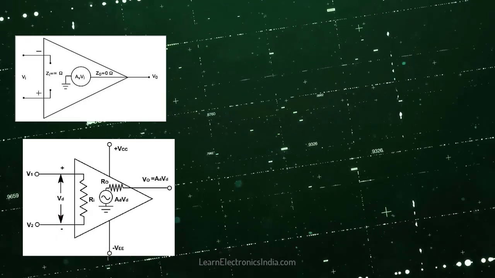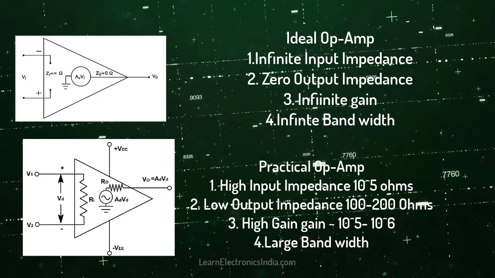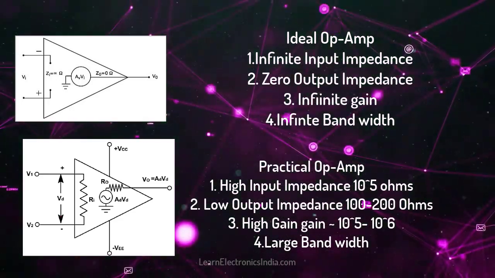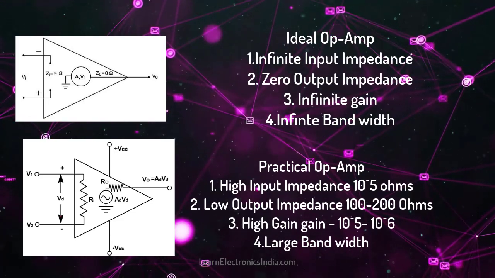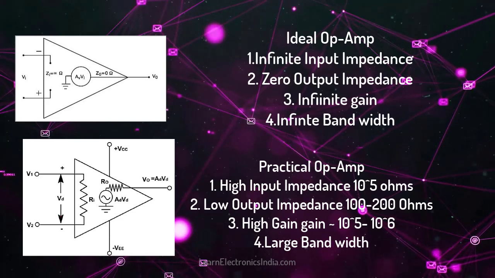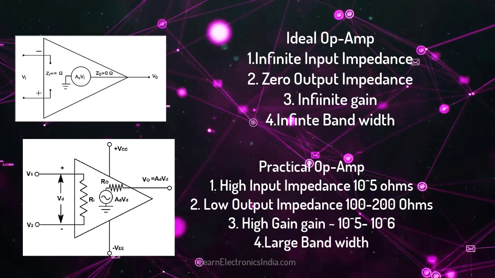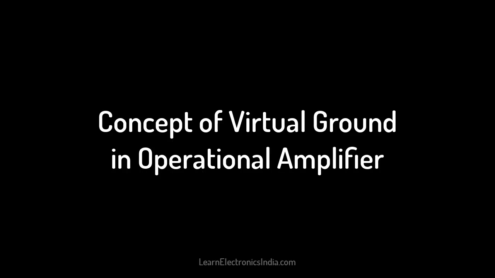But such ideal op-amps don't exist in the real world. Hence, in a practical operational amplifier, the input impedance is very high, of the order 10 raised to 5 to 10 raised to 6 ohms. The output impedance is very low, and the gain of the op-amp is of the order 10 raised to 5 to 10 raised to 6, and it has a high bandwidth as shown in the graph.